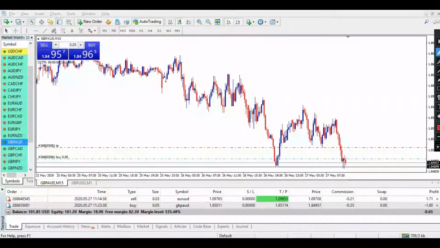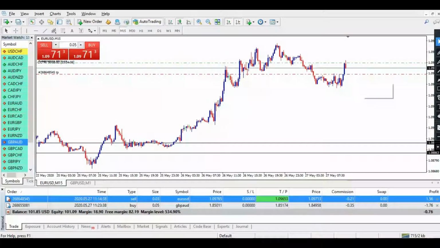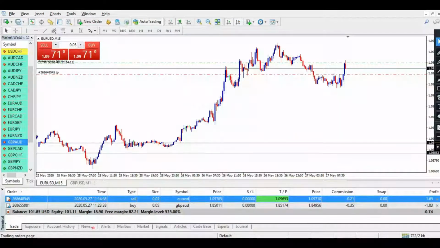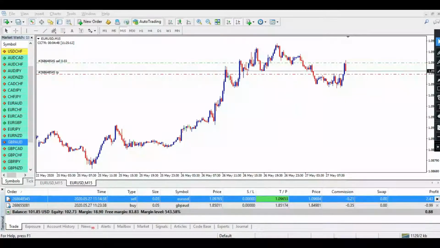So till now my 2 trades are running, and one is in profit right now, and another one is in loss. So I will simply wait and see what happens to these trades. Till then I am pausing this video, and then I will let you know what happened to these trades. So as you can see, price is nearest to my take profit. I will simply close my trade in profit.